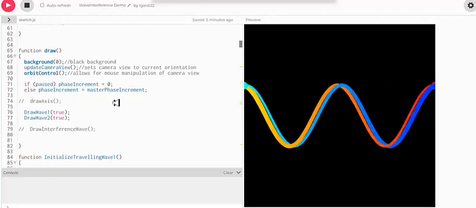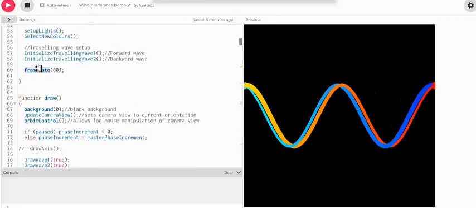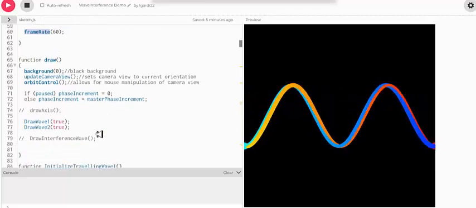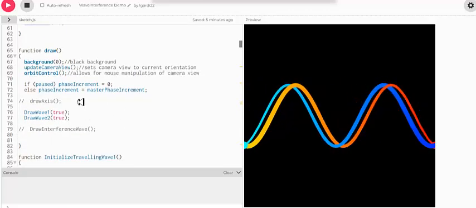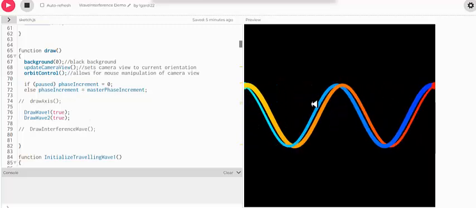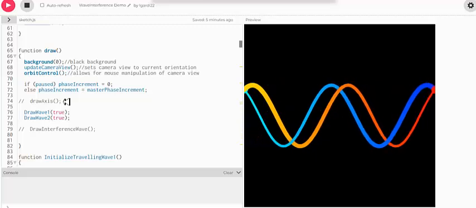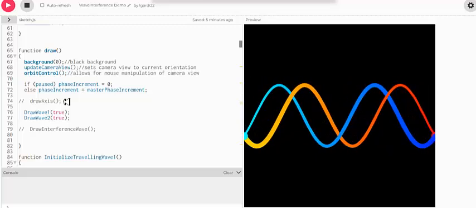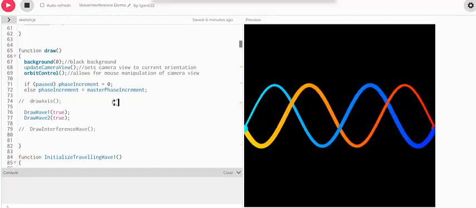And then we have the draw function. What happens is you've got a frame rate timer, and on a timer, it calls this draw function over and over and over again. So it is calling the draw function on a timer, and for each iteration it draws the wave at whatever location it happens to be.